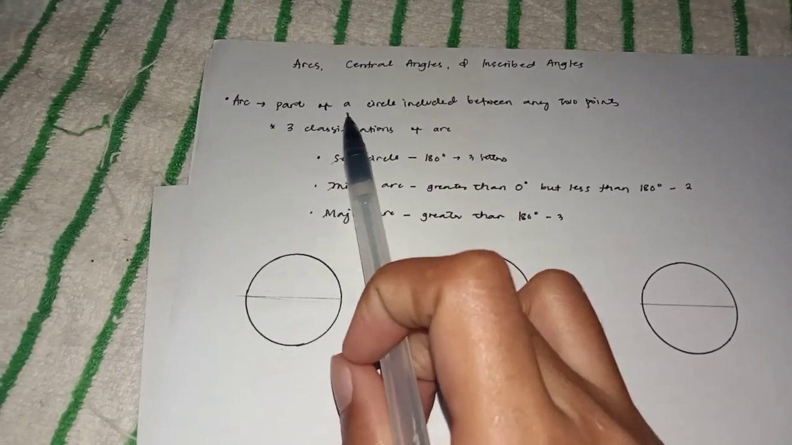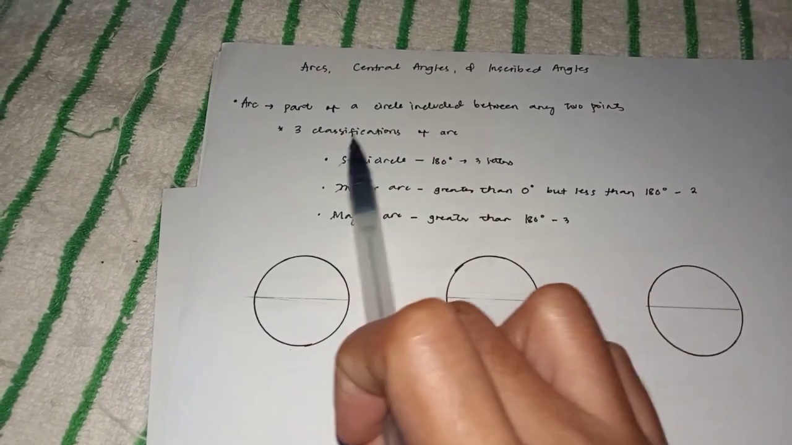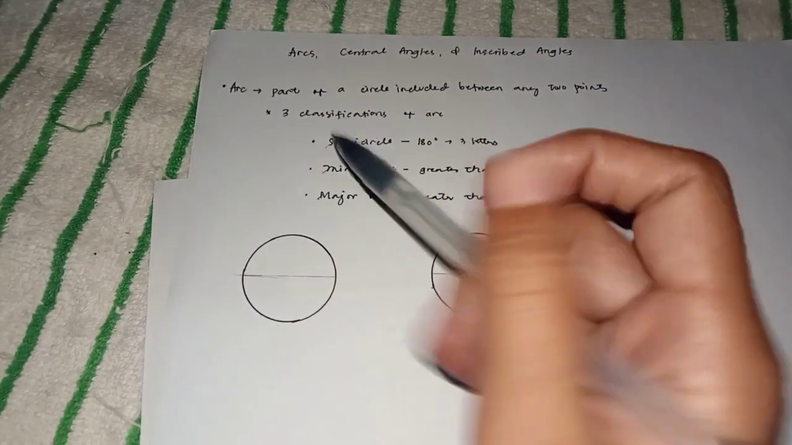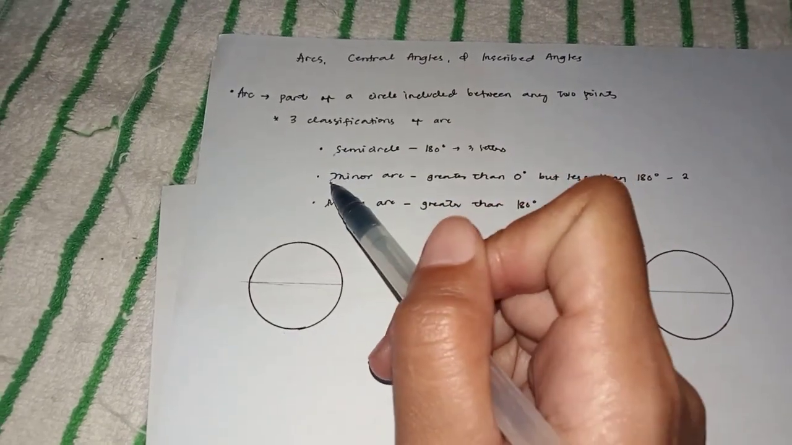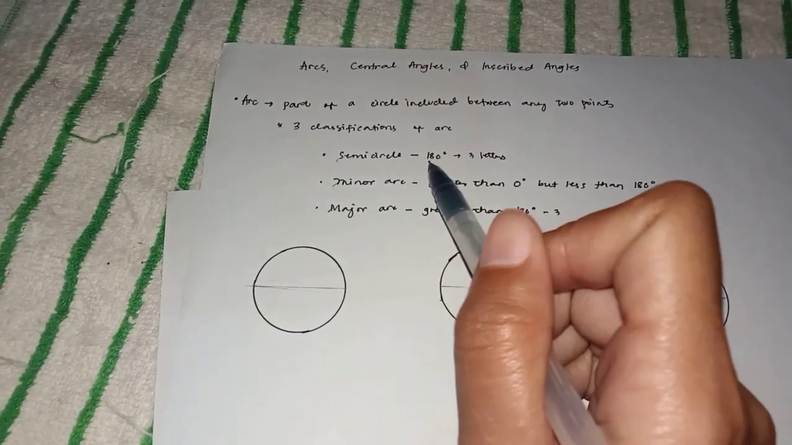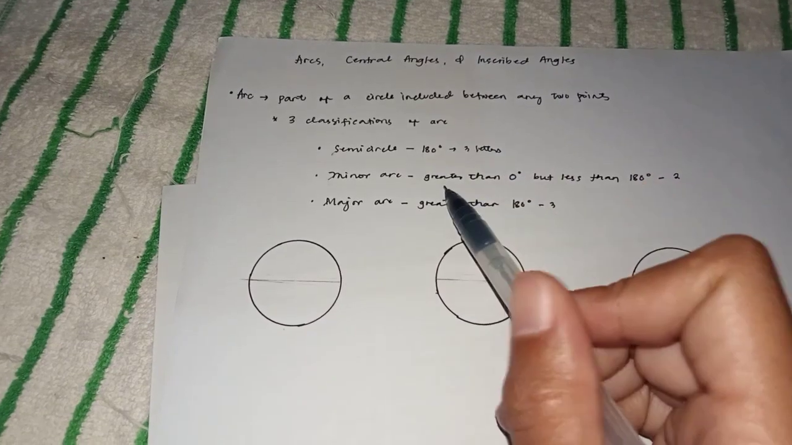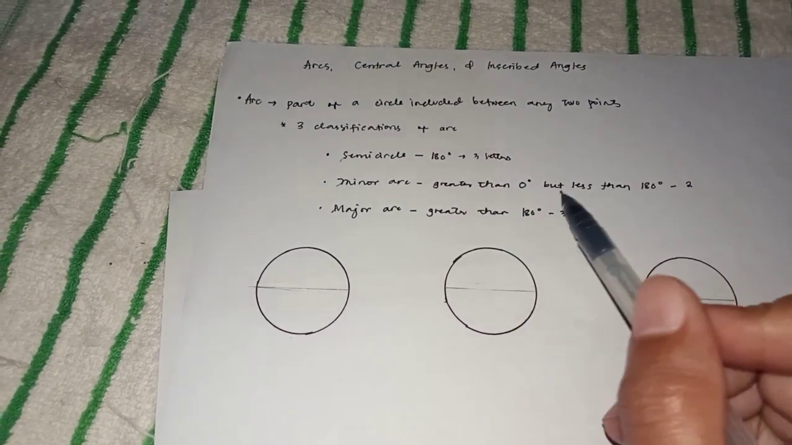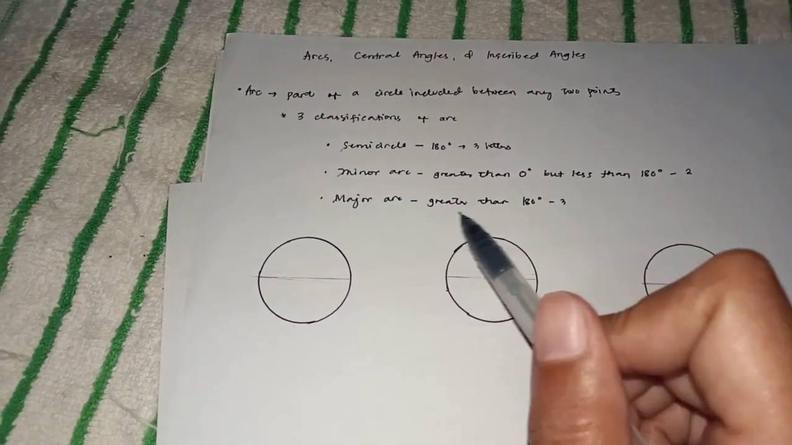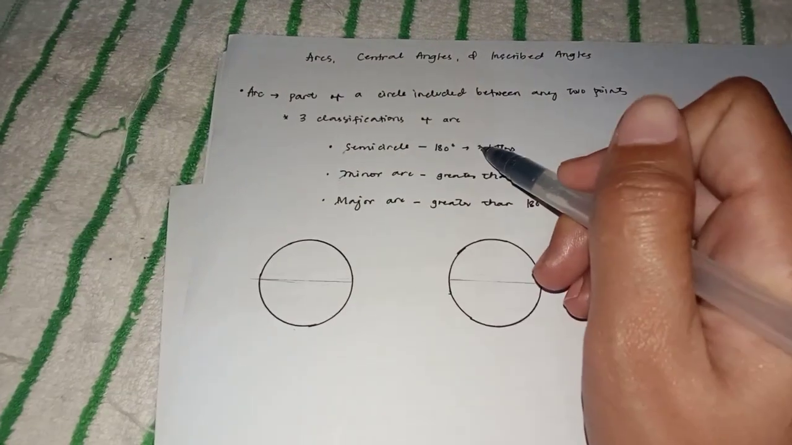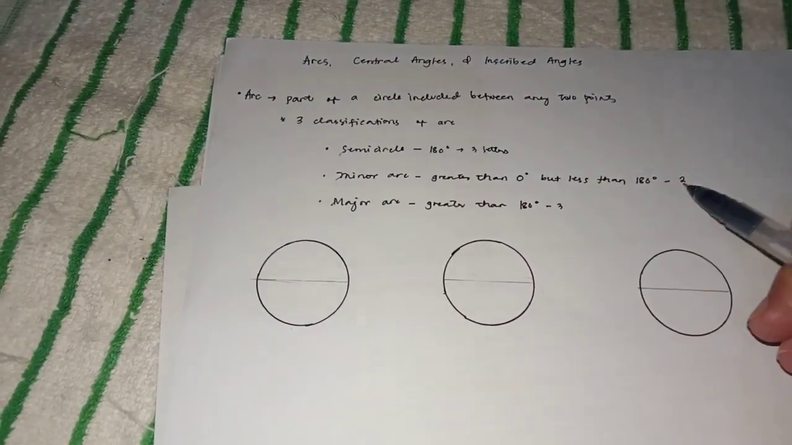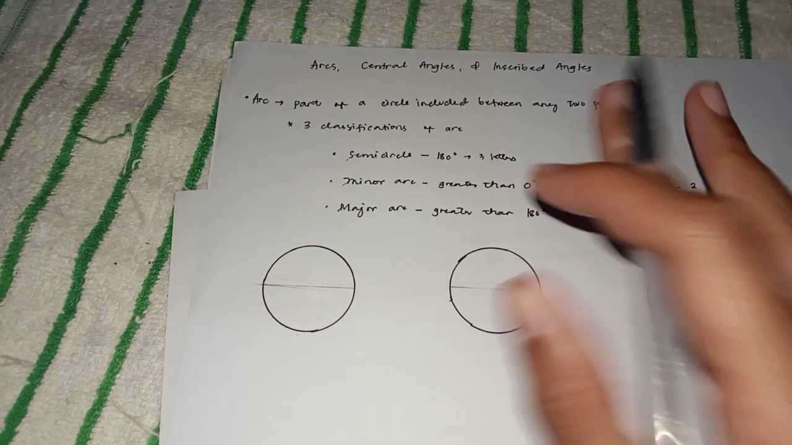An arc is part of a circle that includes any 2 points. There are three classifications: the semicircle, minor, and major arcs. The semicircle equals 180 degrees, while the minor arc is less than 180 degrees, and the major arc is greater than 180 degrees. The semicircle will be 3 letters, minor is 2, and the major arc is 3.